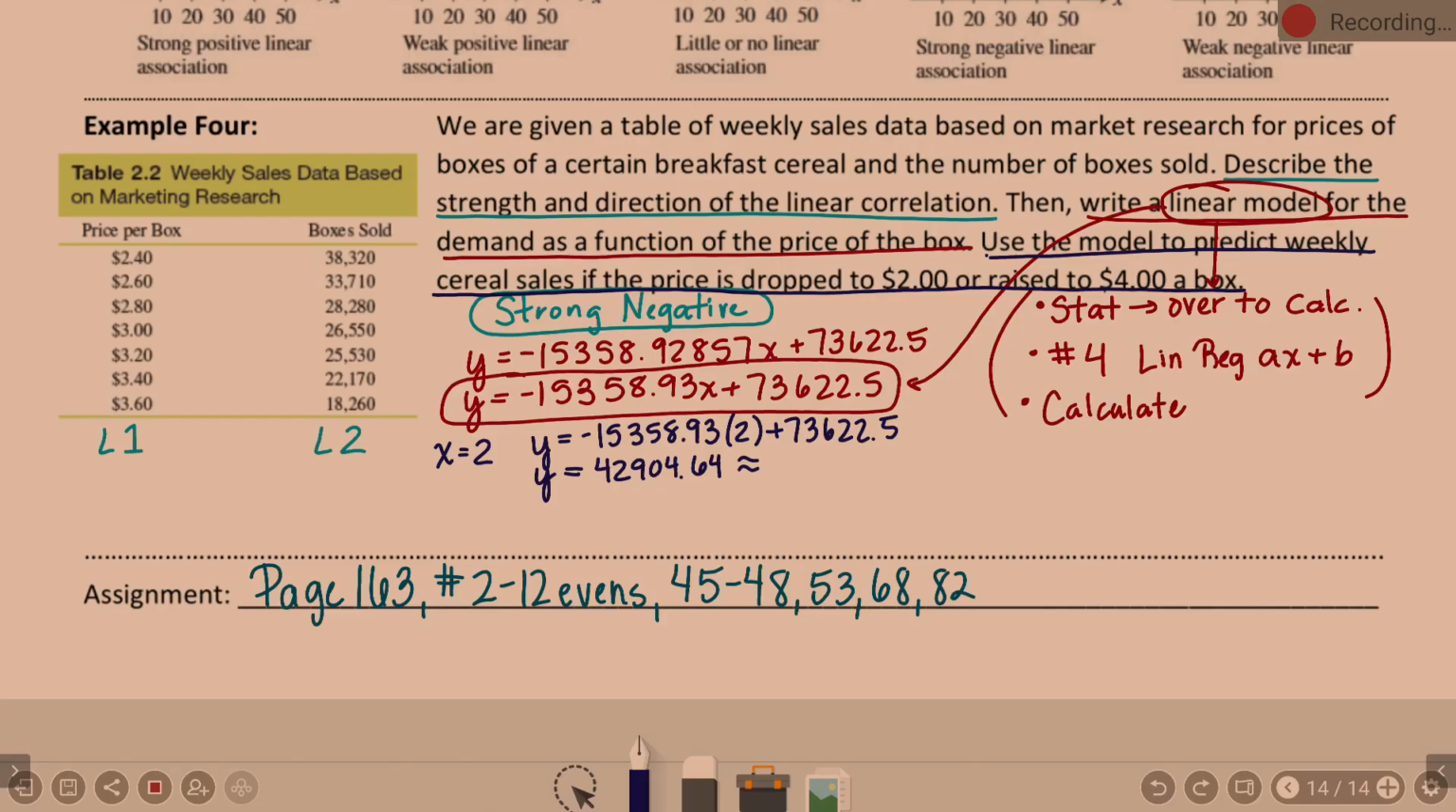And what I will say, if you notice all the other ones, go over to your boxes sold. What do you notice about all those? They're at least all rounded to the nearest, I'd say, tens, because they all end in 0, don't they? So with that in mind, if we round this to the nearest tens, this becomes 42,900. So my approximate answer here is 42,900, and that would be boxes sold when the price is $2, yes?